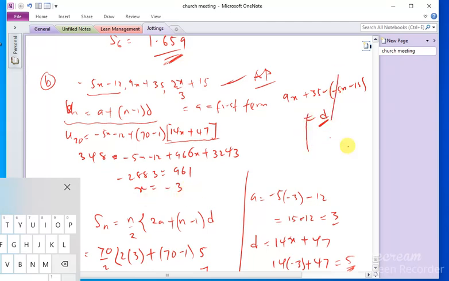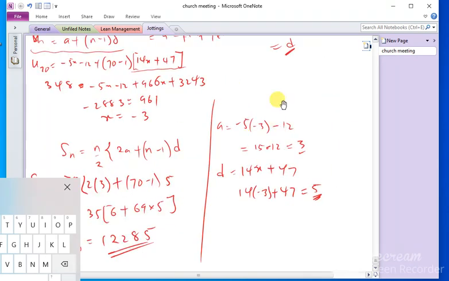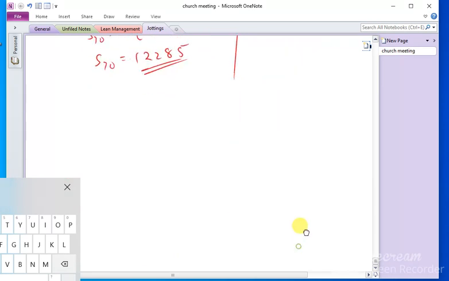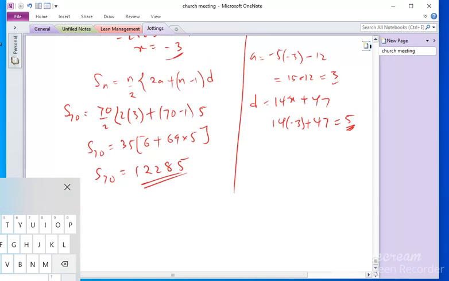So when you do all of that and then substitute, x becomes minus 3. Then the first 70 terms can be S70 equals 70 over 2 open bracket 2 times 3 plus 70 minus 1 close bracket times 5. So 70 divided by 2 is 35, 2 times 3 is 6, plus 70 minus 1 is 69 times 5. The sum of the first 70 terms becomes 12,285.